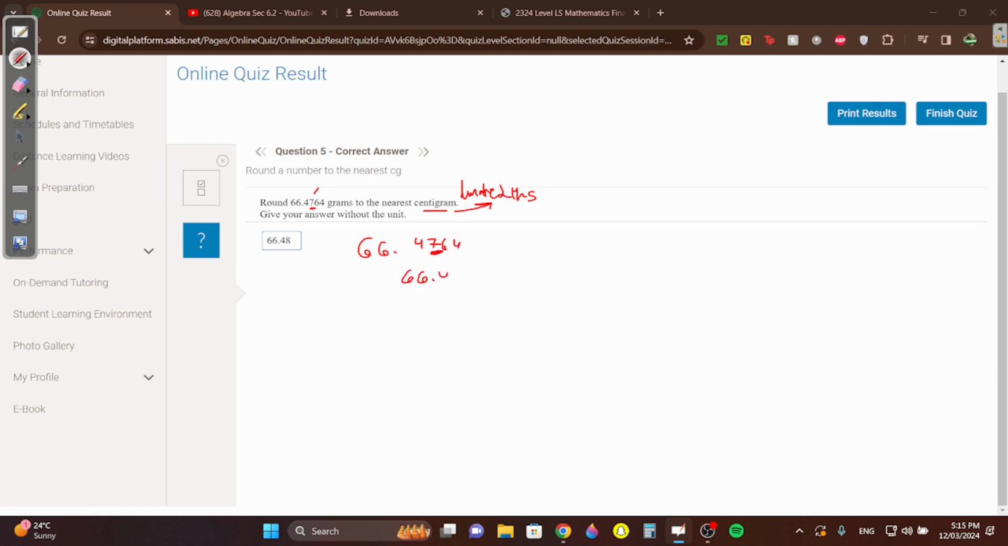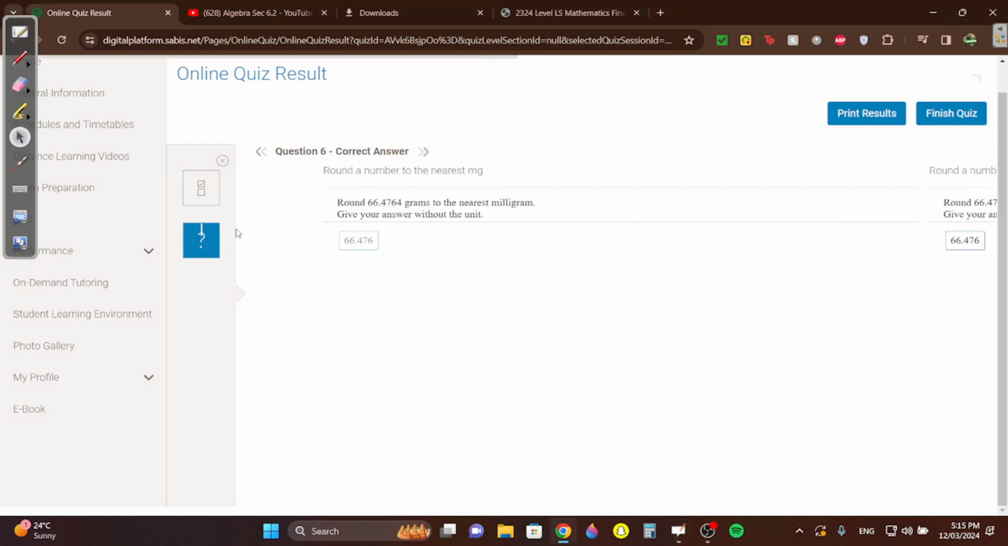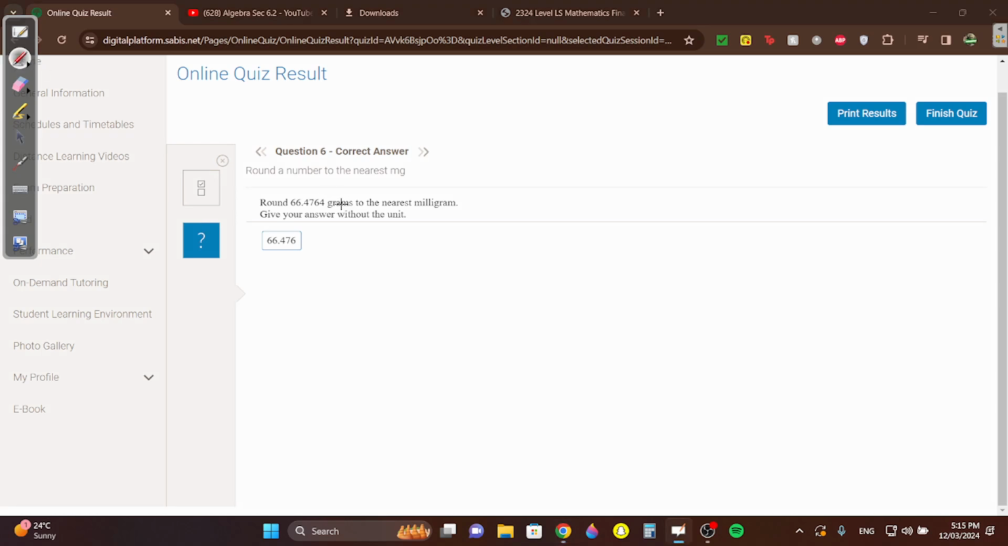For 66.4764, it's going to become 66.48. Right? You round it. It becomes 66.48. Then I think the next question they say milligram. For milligram, if this is deci, this is centi, milli is thousandth. And this is milli, 6. For 66.4764, we want to round this. 4 is less than 5. It will stay at 66.476.